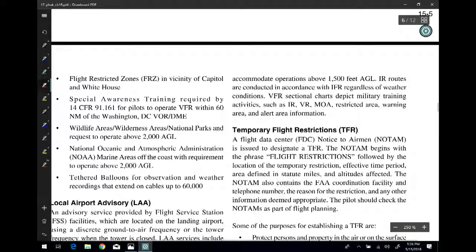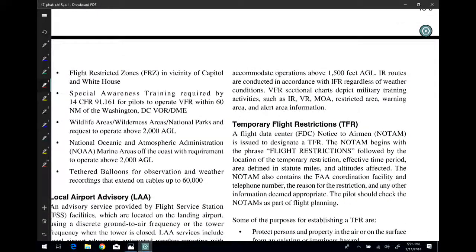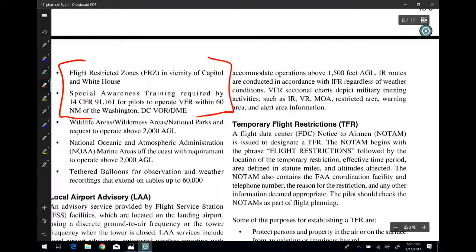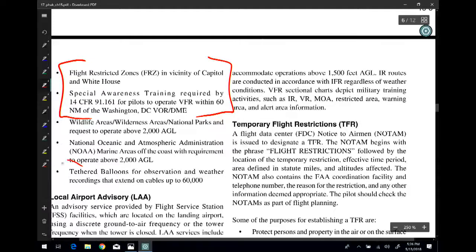I'm not real sure. Flight restricted zones near the Capitol and the White House. We have special awareness training here that has to happen in order for you to fly in or near Washington, D.C. And you have to have a certificate that you have completed that training. And it's kind of a serious deal. You have wildlife areas. You have NOAA areas there, tethered balloon observations.